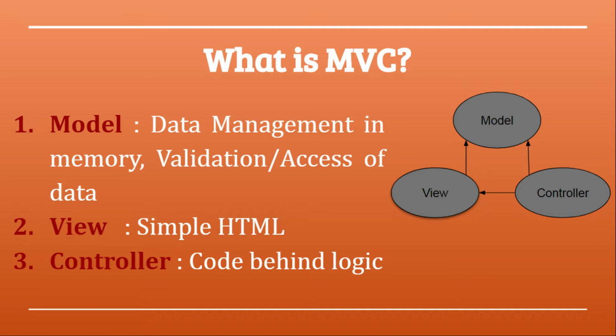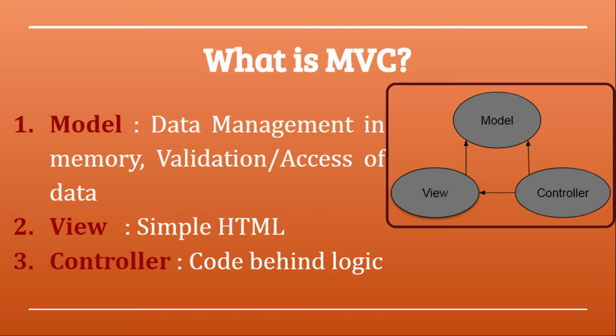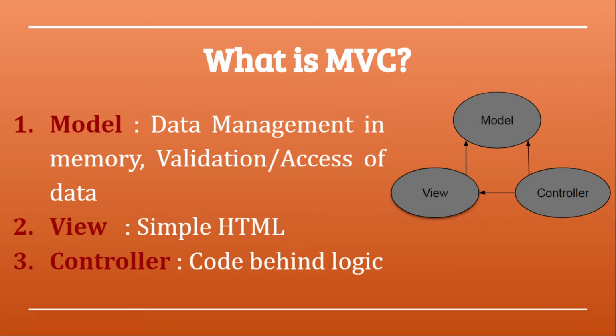ASP.NET MVC comprises three sections: model, view and controller. The code behind logic goes into the controller. View is your ASPX, meaning pure HTML, and your model is your middle layer. There are two major changes: view becoming simple HTML, and code behind moving to simple .NET classes termed as controller.